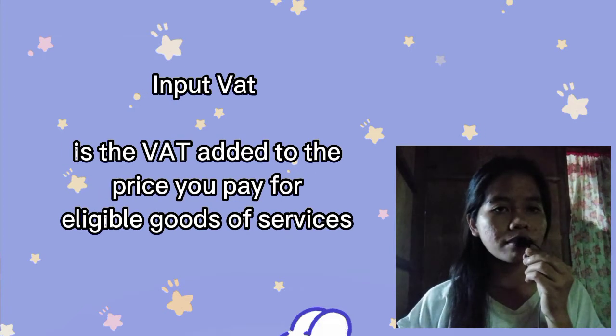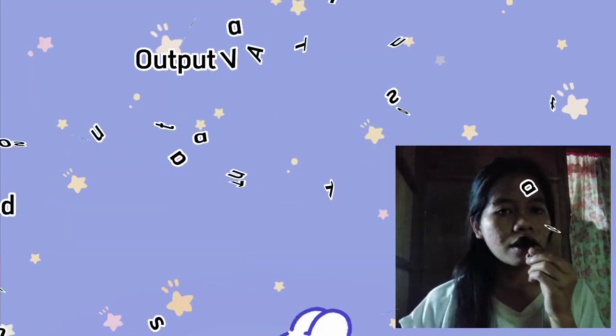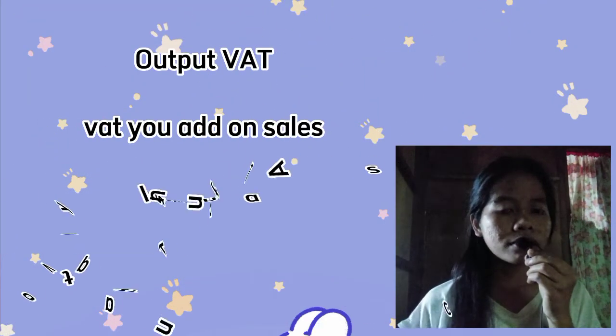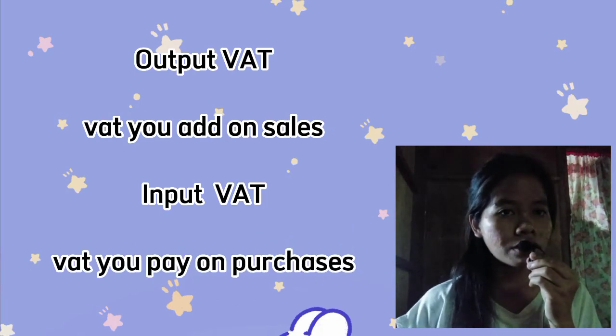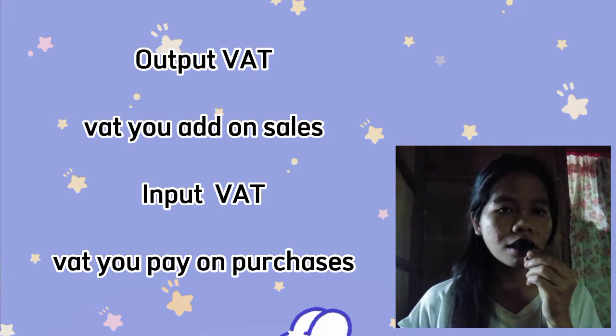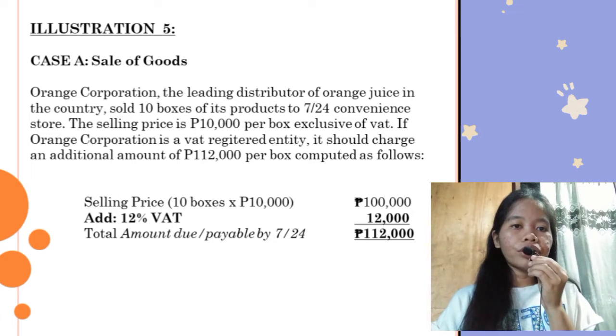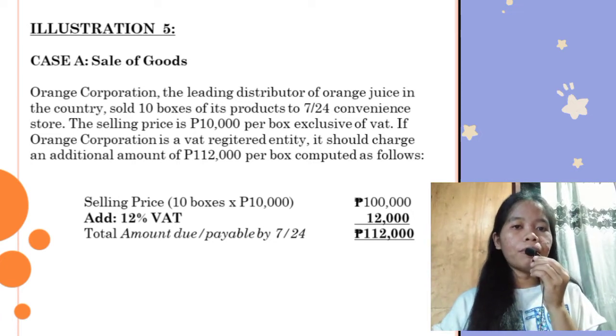While input VAT is the VAT added to the price you pay for eligible goods or services. In the simplest definition, output VAT is the VAT you add on sales. Input VAT is the VAT you pay on purchases. So for better understanding, we have here an example.